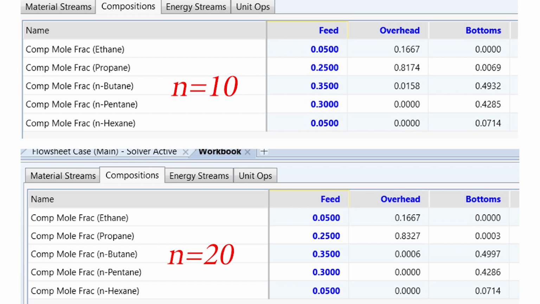But we have implications here. Columns with more trays are tall columns. They are more expensive, harder to operate, and harder to maintain than shorter ones. So you have to strike the right balance here between product specifications and operational cost.